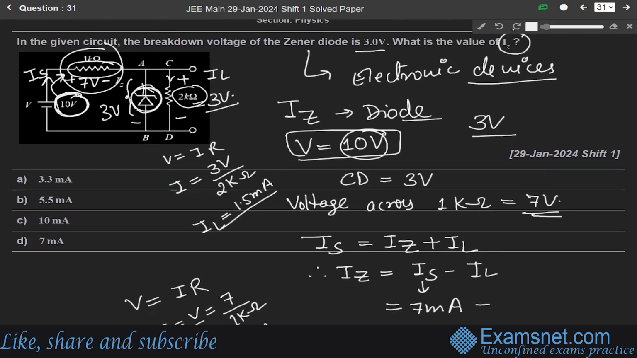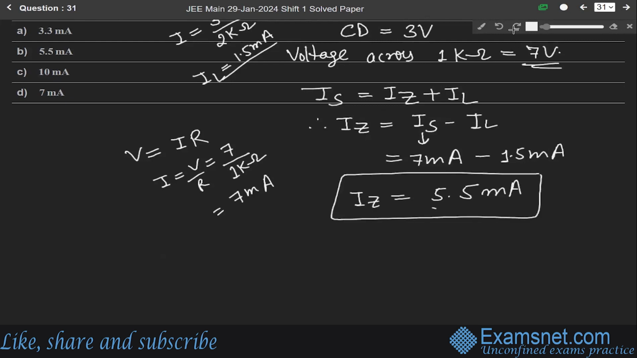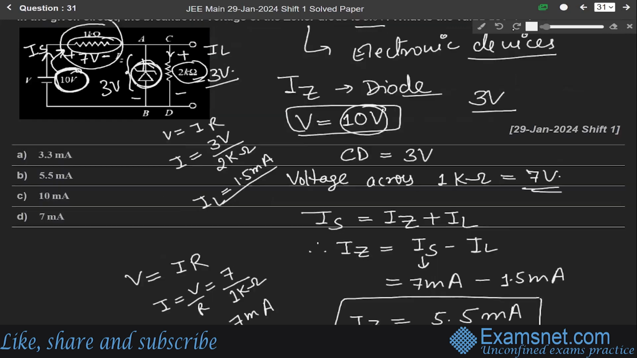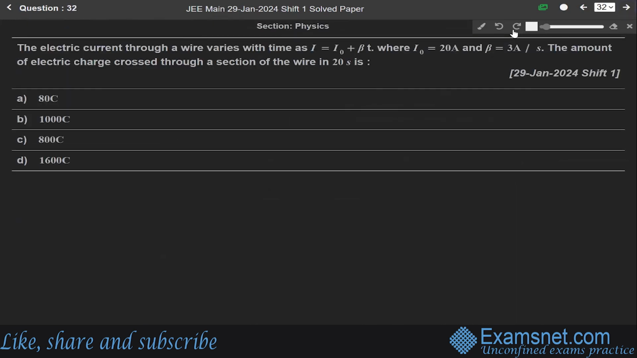So IL is 1.5 milliampere. Subtracting it, we get 5.5 milliampere. So the IZ current, means the current that is flowing through the Zener diode, is 5.5 milliampere. So our correct answer is option B, 5.5 milliampere. Now moving towards the next question, question number 32.